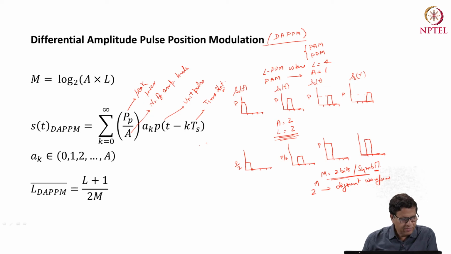And if I assume that the average number of pulses or slots in case of DAPPM will be L plus 1 divided by 2M. So 1 is minimum, L is maximum, divided by 2. And if I consider that all the symbols are equally likely, then the average value becomes L plus 1 divided by 2M.